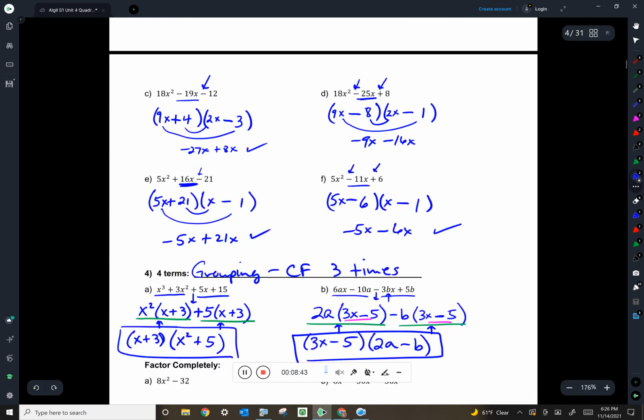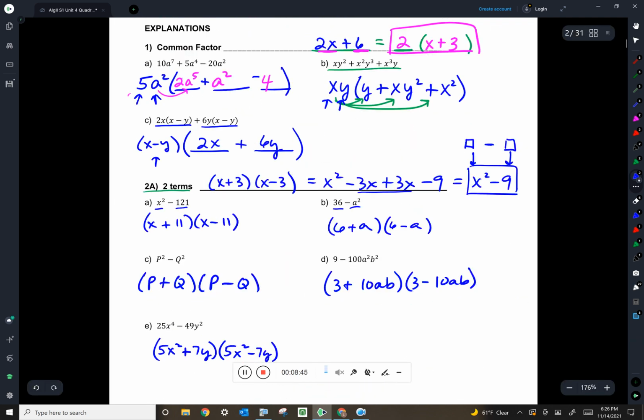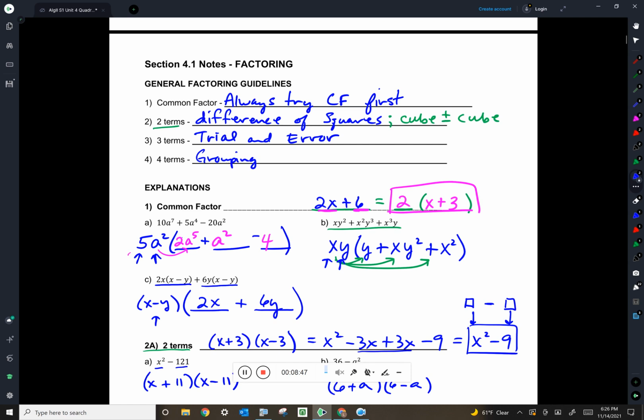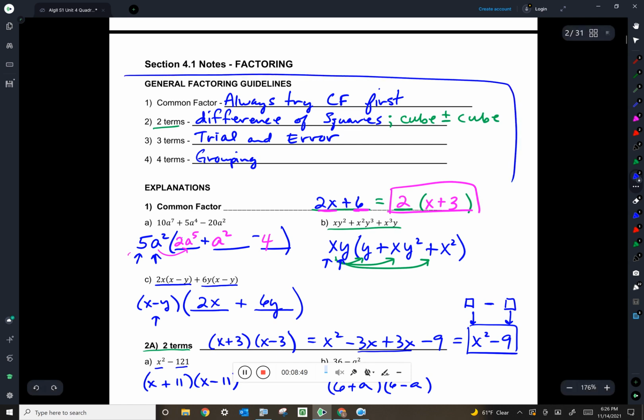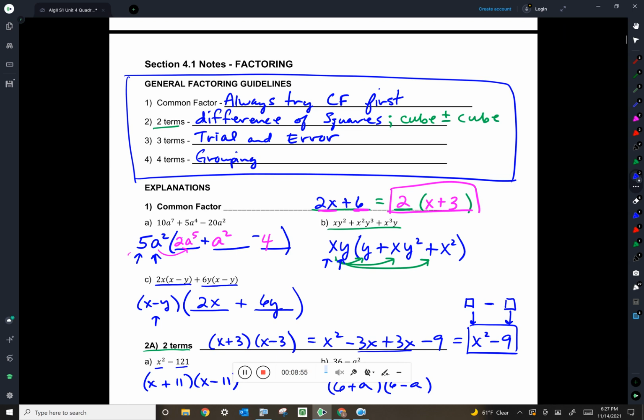Okay, so now we've talked about all 4 kinds of factoring. So this is really kind of my go-to. How do I know what kind of factoring to use? It's all based on how many terms there are, right? Common factor is the only one that can be used on any number of terms. Otherwise, it's all about how many terms there are.